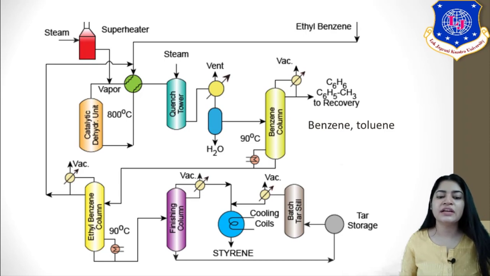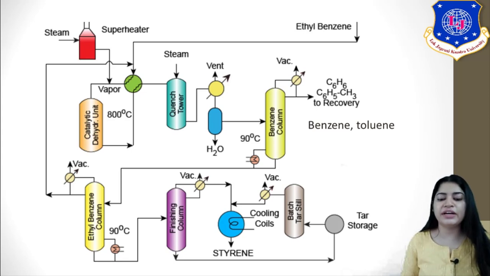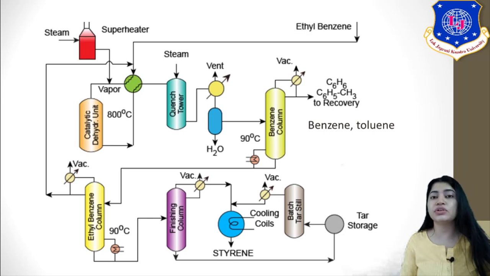Then you send your product into a quench tower. Quench means a sudden drastic decrease of temperature. The reason is to avoid the back reaction, the reverse reaction, from occurring. From the vent you get your H2O gases, you get water, of course, as you are using superheated steam. On drastic cooling, the steam is taken out, and then the product is sent to the benzene column.